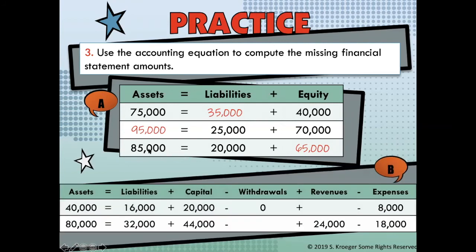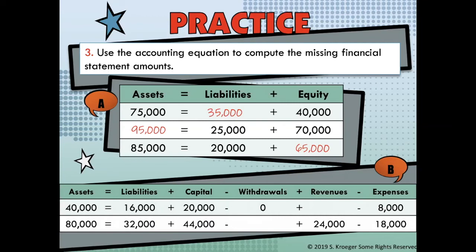Part B is the expanded equation. We have assets equals liabilities plus capital minus withdrawals plus revenues minus expenses. Once again, you should pause now and try this on your own. We have assets on the left side equaling 40,000. Therefore, we know that everything on this side here needs to equal 40,000 as well.